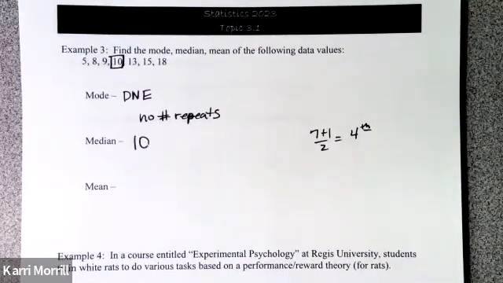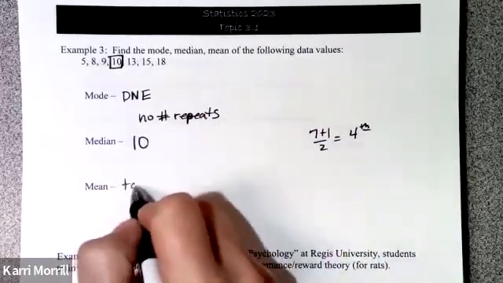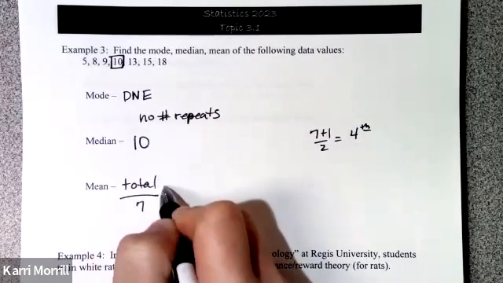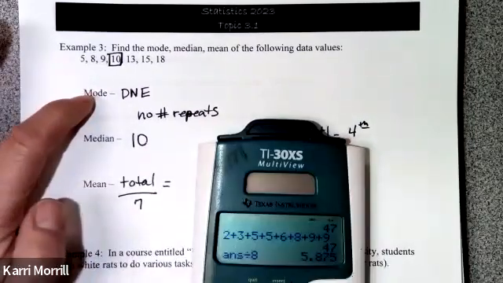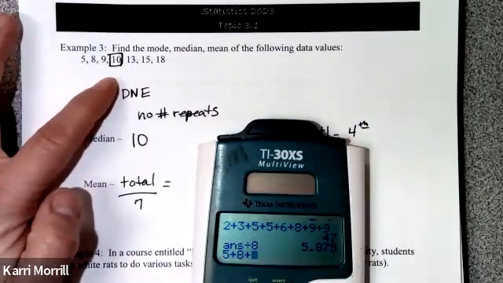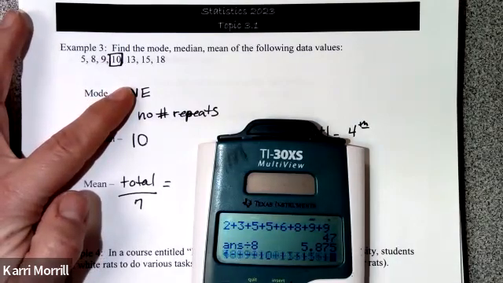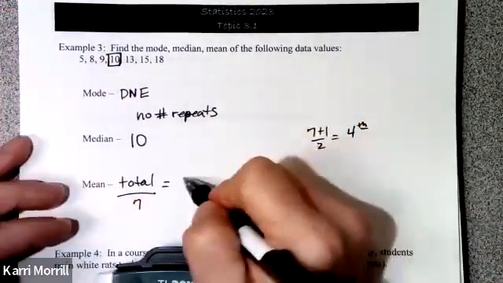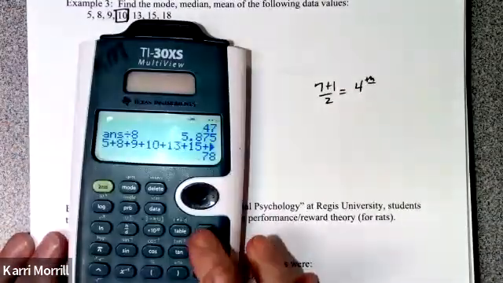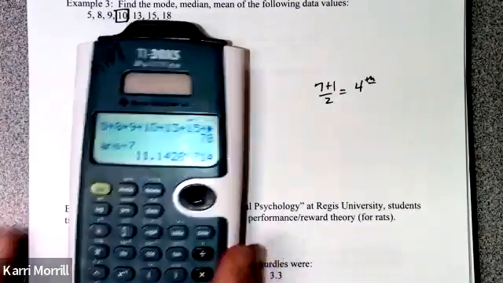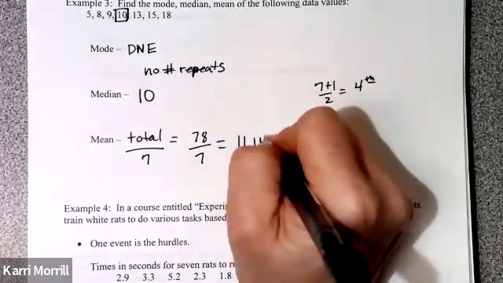My mean is the total of those numbers divided by 7 because there's 7 digits. Okay, so let's go do that. 5, 8, 9, 10, 13, 15, and 18 gives me 78. So 78 divided by 7 is 11 point, and this one, the decimal doesn't end.